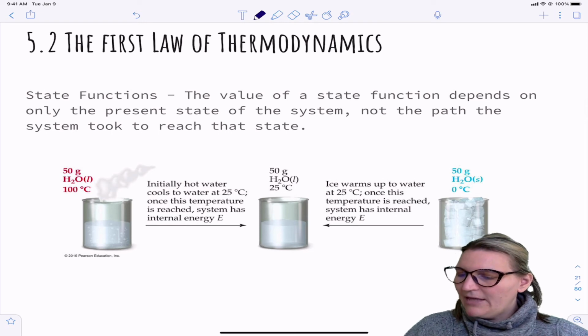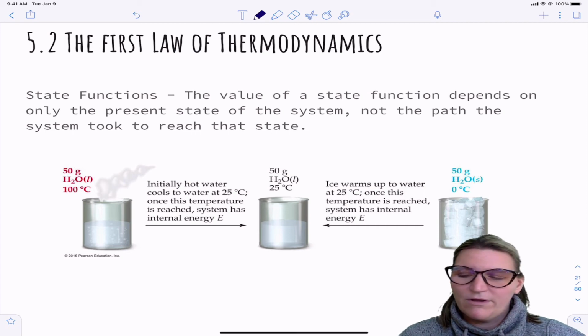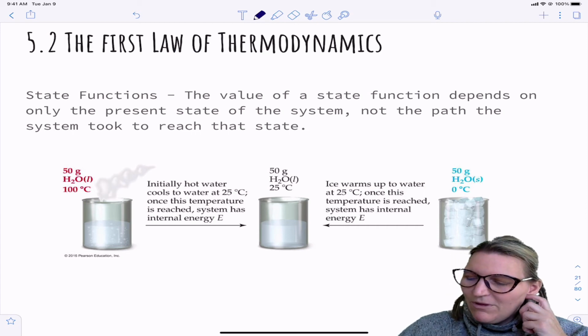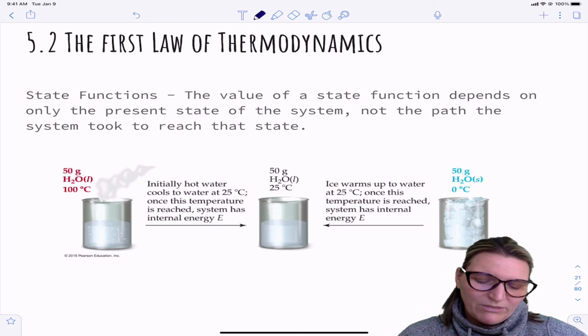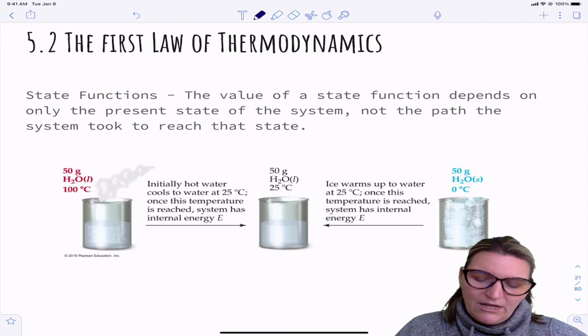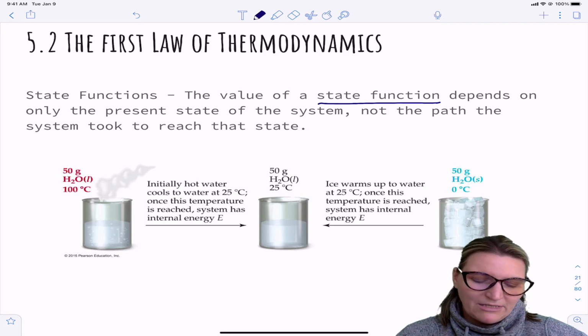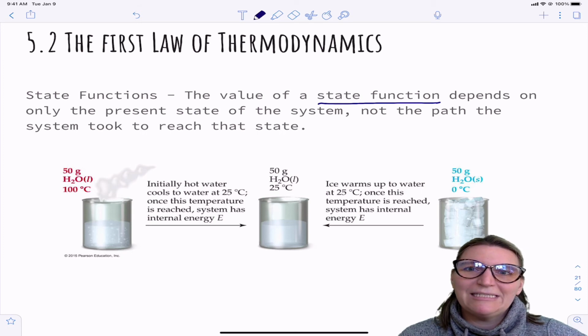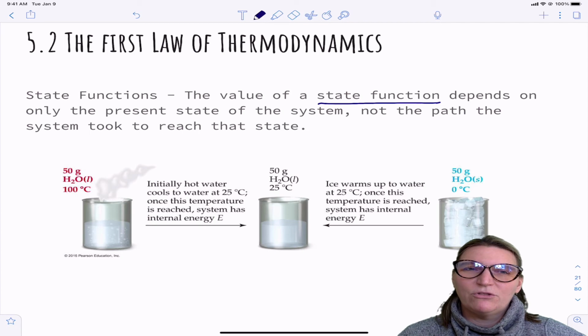And this last piece here talks about state functions. Now, state functions are not something that you need to know for the AP exam, but it will help you to understand a little bit about Q and W. So a state function: if a measurement is a state function, that means that it depends only on the present state of the system and not the path the system took to reach it.